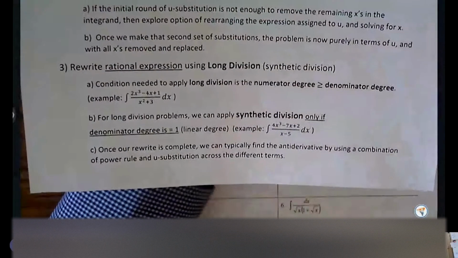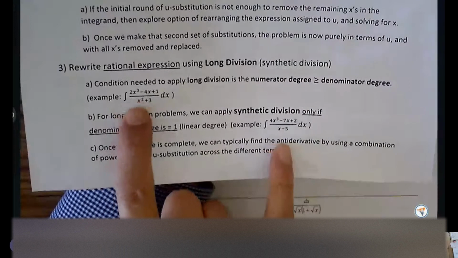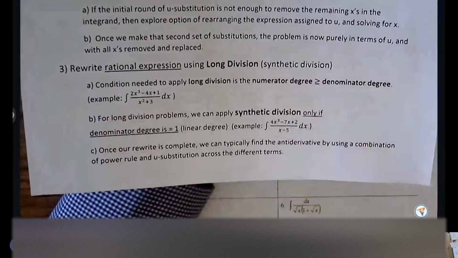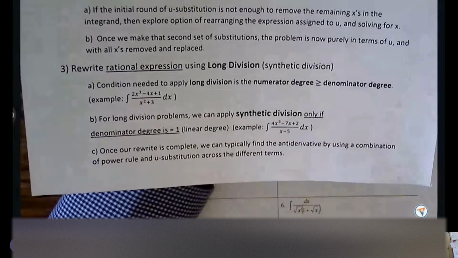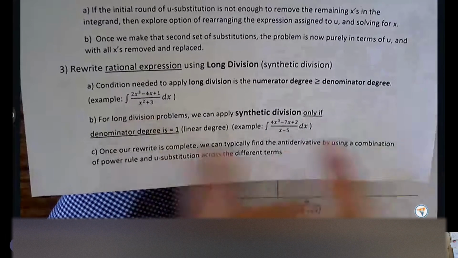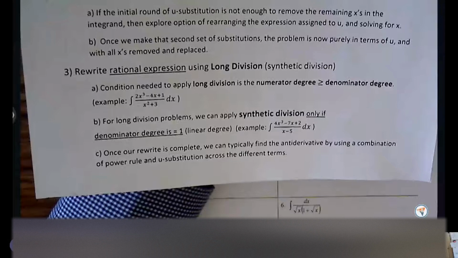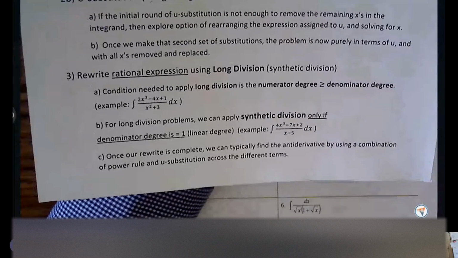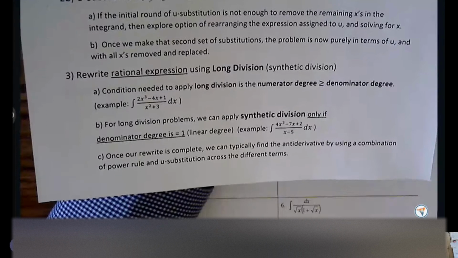The way you can tell whether it's a potential long division or synthetic division is it has to be a rational expression. We can't have any natural log, trig, or exponential functions, but something that looks like a polynomial over another polynomial. But there are some restrictions here. Your numerator degree has to be at least the same degree, if not higher, than the denominator. So if the denominator degree is higher than the numerator, there's no chance that long division or synthetic division can work.